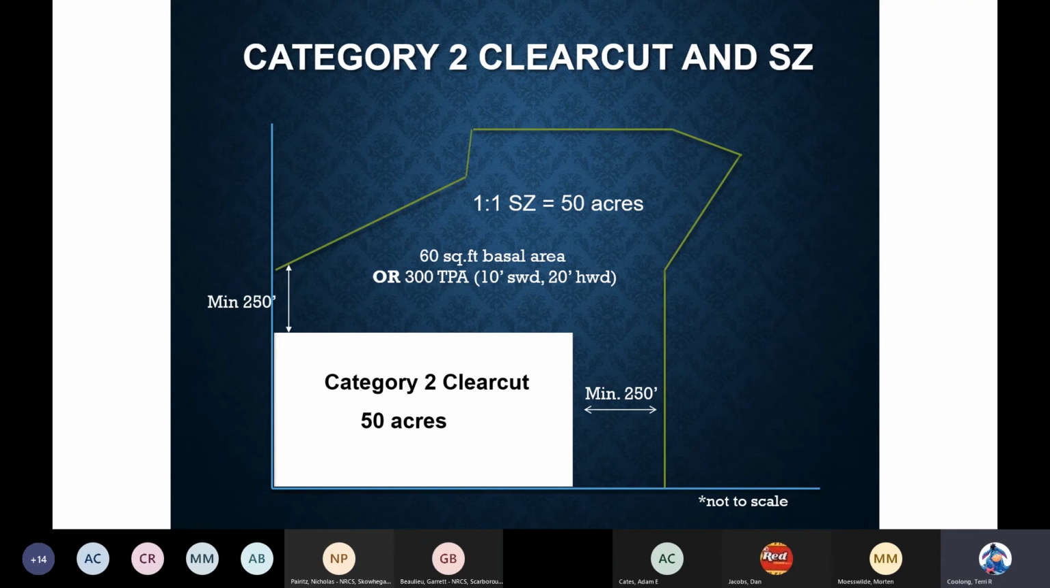So you can see this is the delineated part of the separation zone here. And they've made it 1-to-1. We have 50 acres of sep zone and we have a 50-acre clear cut. And as I said before, we have to have a minimum of 60 square feet of basal area, or we have to have a minimum of 300 trees per acre that are 10 feet to 20 feet tall.